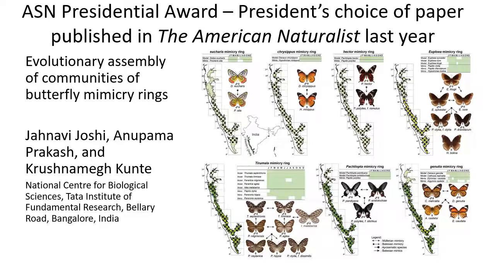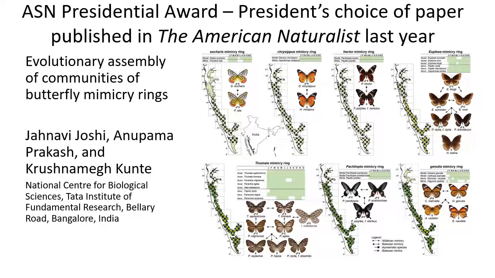And so this year I chose the paper Evolutionary Assembly of Communities of Butterfly Mimicry Rings by Janavi Joshi, Anupama Prakash, and Krishnamay Kunte. And I chose this paper because of its synthesis of a lot of natural history information to give us new insights into mimicry. These authors looked at island and mainland mimicry rings, the evolutionary origin and assembly of those rings, which was interesting.